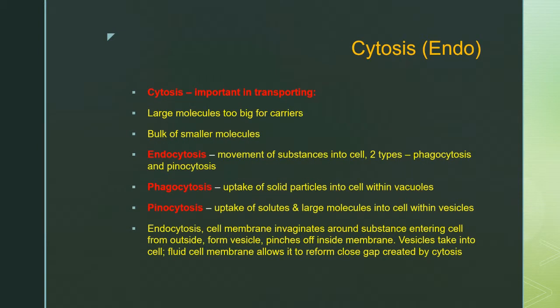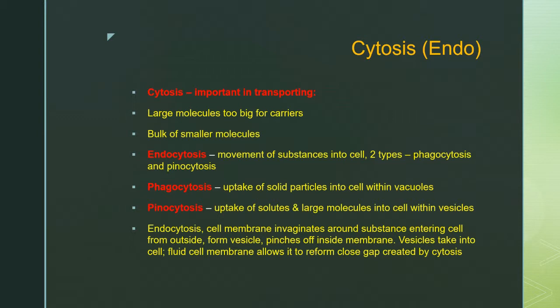So we'll skip on from osmosis, because I said we're going to do a different video for that. We're going to go on to cytosis, and specifically endocytosis. Cytosis is very important in transporting the larger molecules that are too big for protein carriers, and they also transport a big bulk of the smaller molecules too, believe it or not. Endocytosis is the movement of substances into the cell. There are 2 types of endocytosis, which include phagocytosis and pinocytosis.